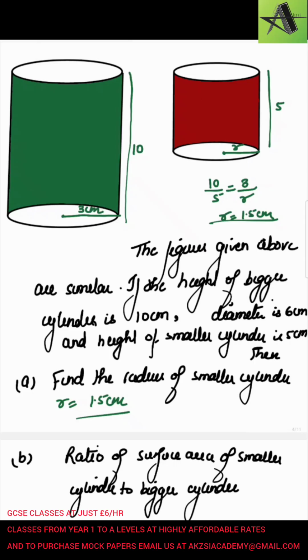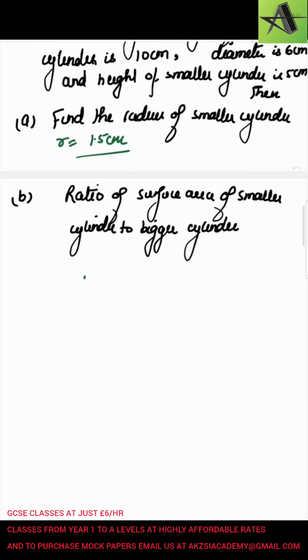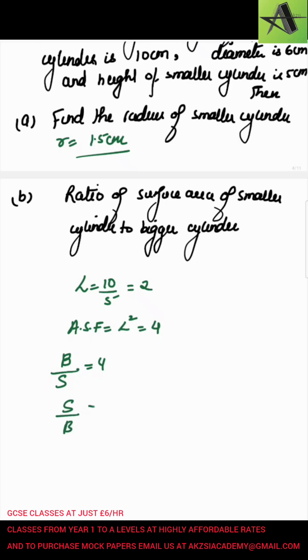Next is the ratio of surface area of smaller to bigger. We already have the length scale factor. What's the length scale factor? 10 over 5, which gives me 2. So the area scale factor will be the square of the length scale factor, which is 4. That 4 is for bigger to smaller, so the area of bigger to smaller is 4. So the ratio of area of smaller to bigger will be the reciprocal of it, which is 1 by 4. And that's your answer.